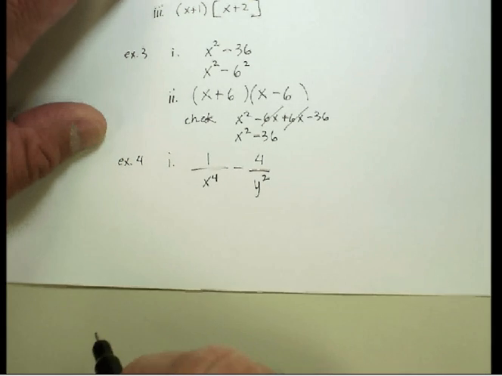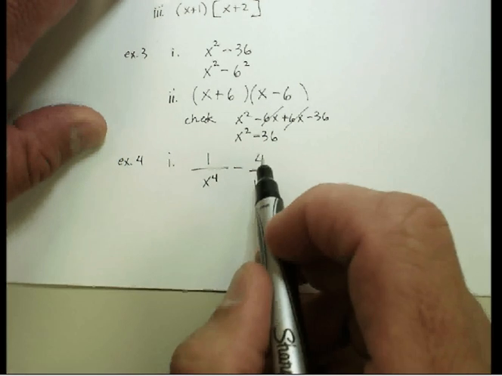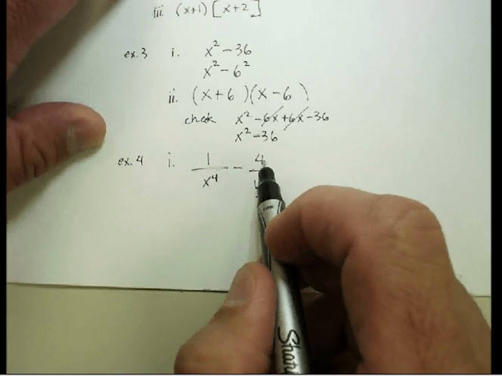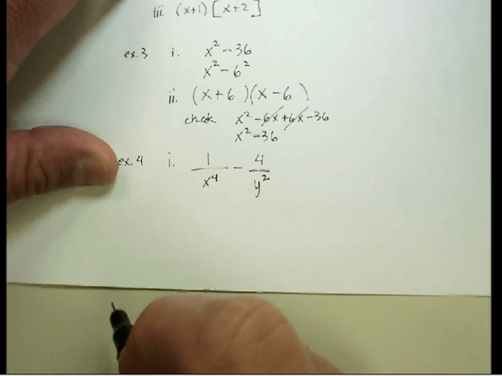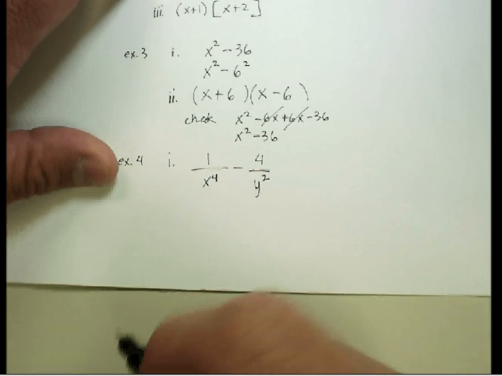Is x to the 4th a square? Yes, it is. It's x squared times x squared. Is 4 a square? Yep. 2 times 2. And then is y squared a square? Obviously it is. Y times y.